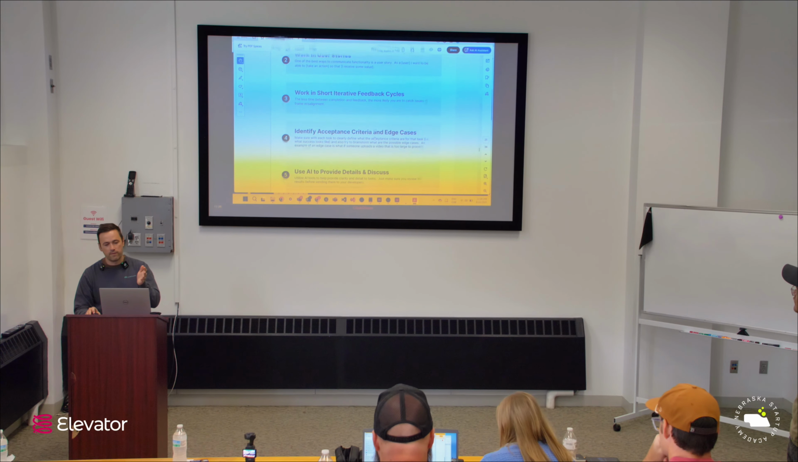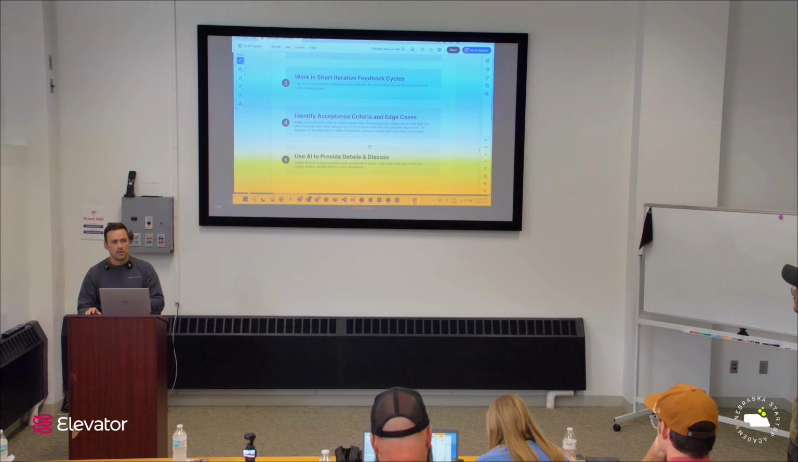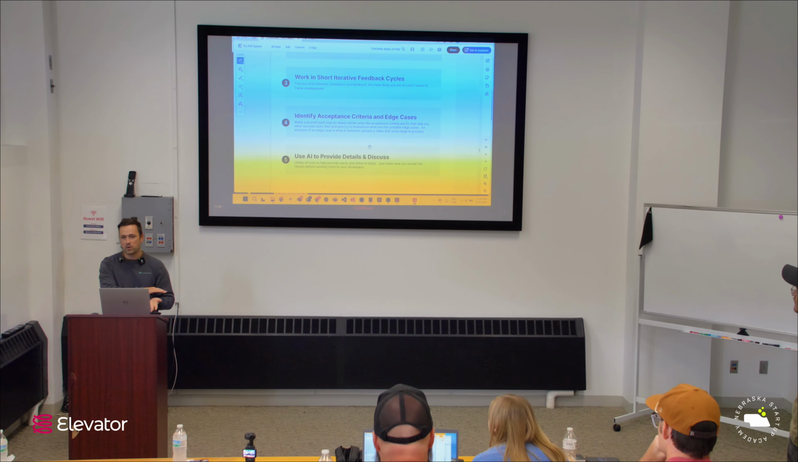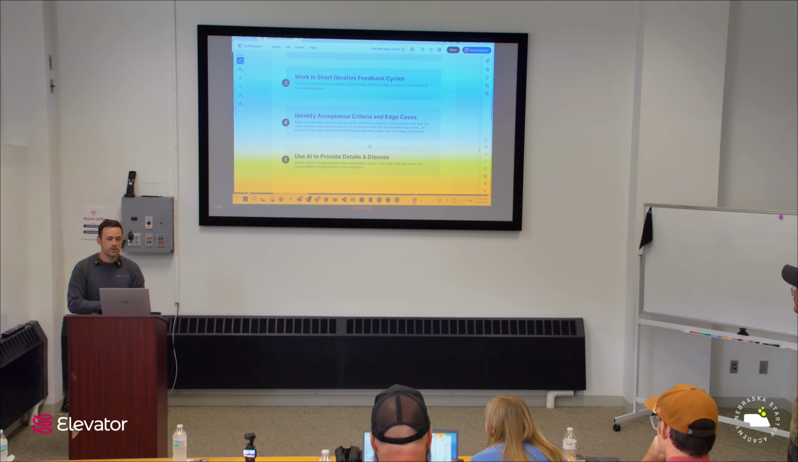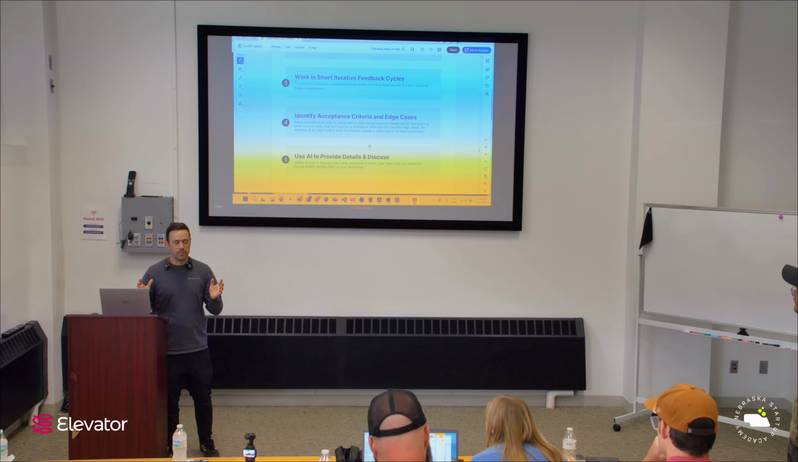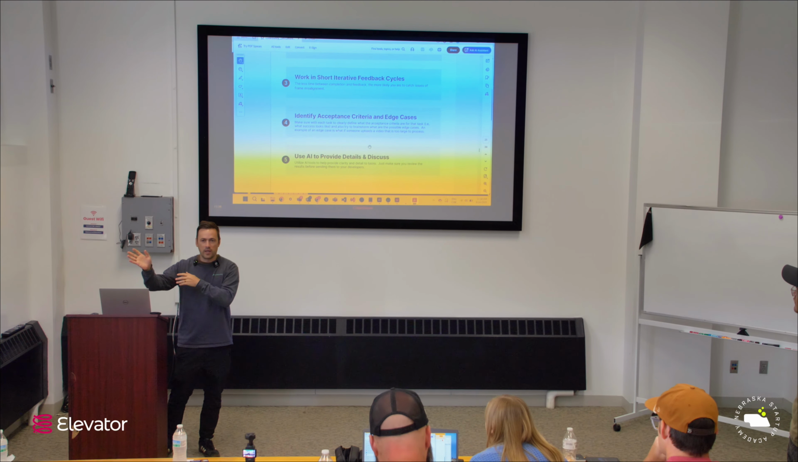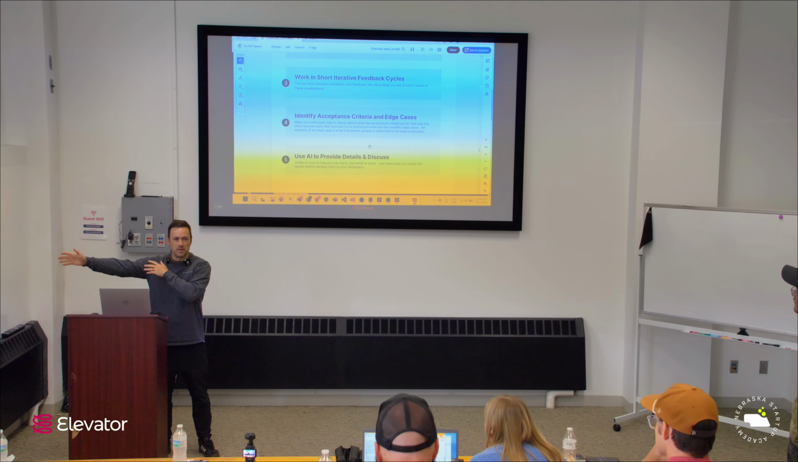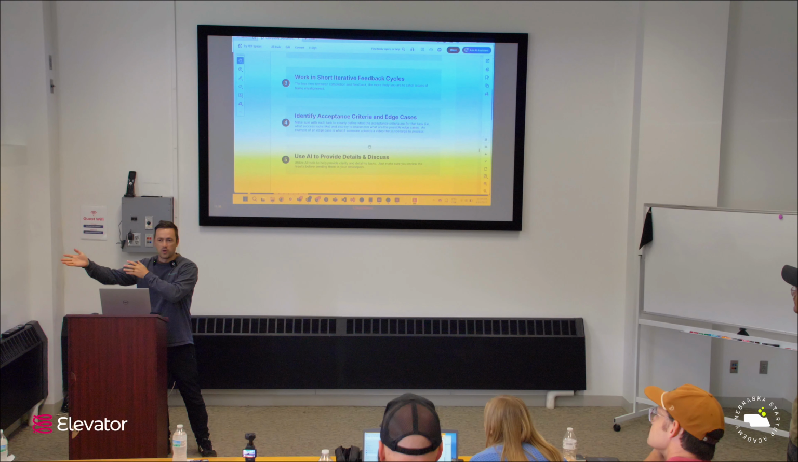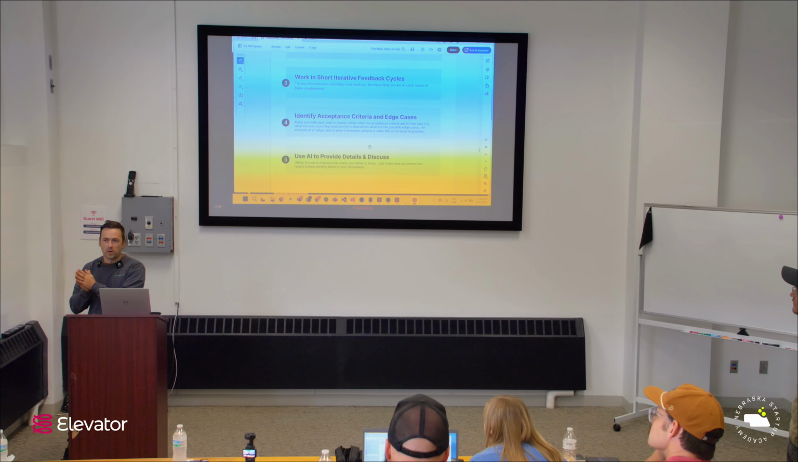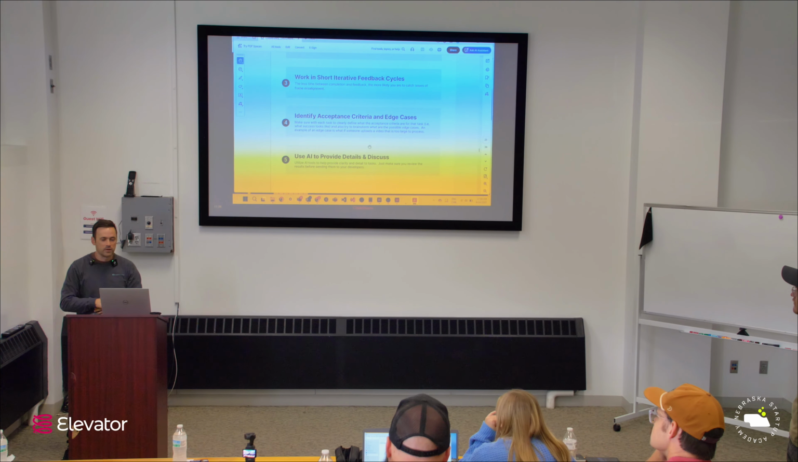Working in short iterative feedback cycles as well. We like to do one or two week sprints with the software companies or developers we work with. That's simply a way so that your developers don't trail off into something you aren't wanting them to do, or take too long to deliver a certain feature or value.